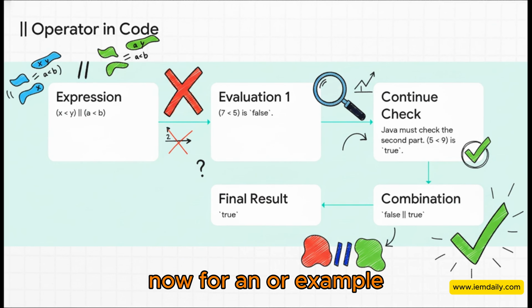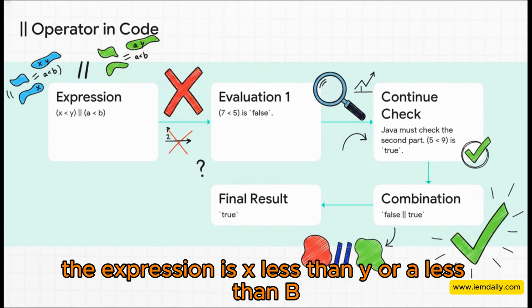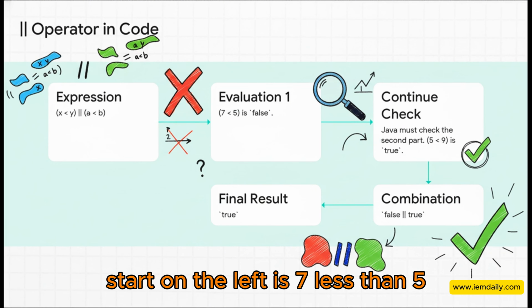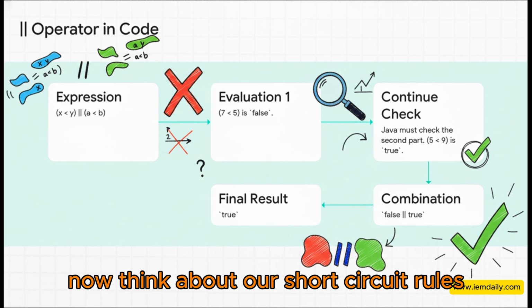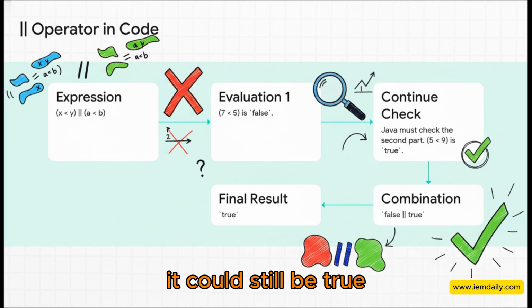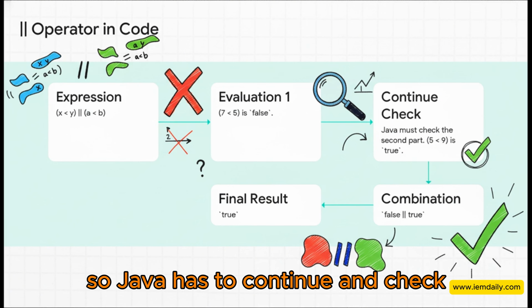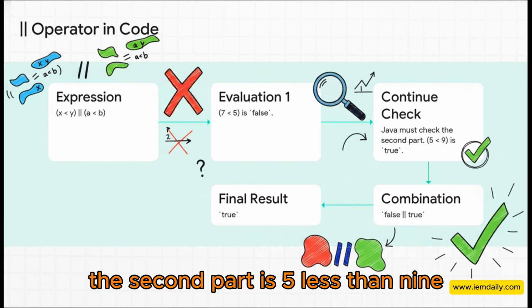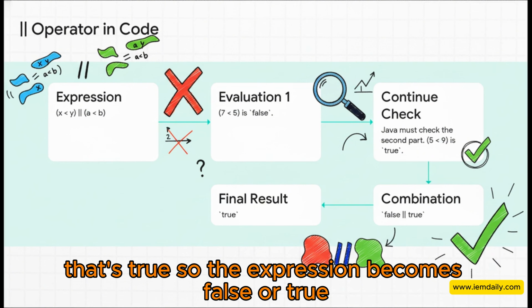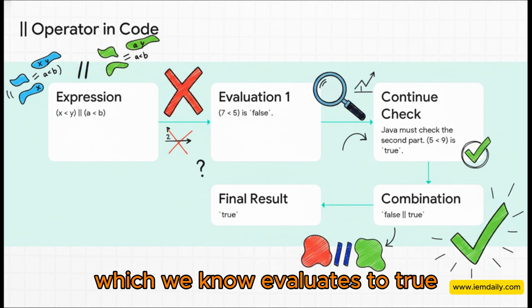Now for an OR example. The expression is x less than y or a less than b. Okay, again, start on the left. Is 7 less than 5? Nope, that's false. Now think about our short circuit rules. Since this is an OR and we just got a false, the final answer is still up in the air. It could still be true. So Java has to continue and check the second part. Is 5 less than 9? Yes, it is. That's true. So the expression becomes false or true, which we know evaluates to true.